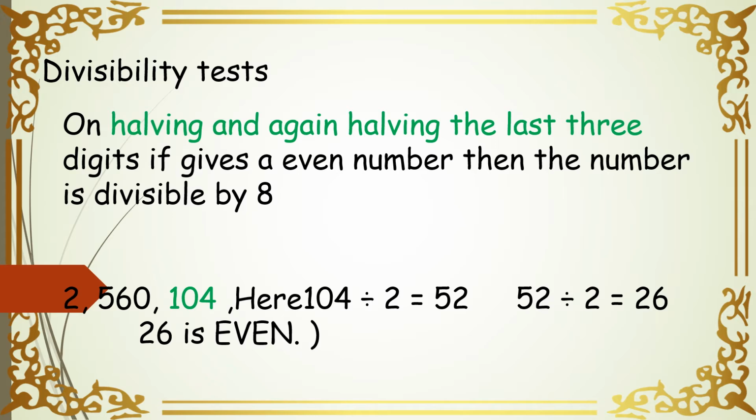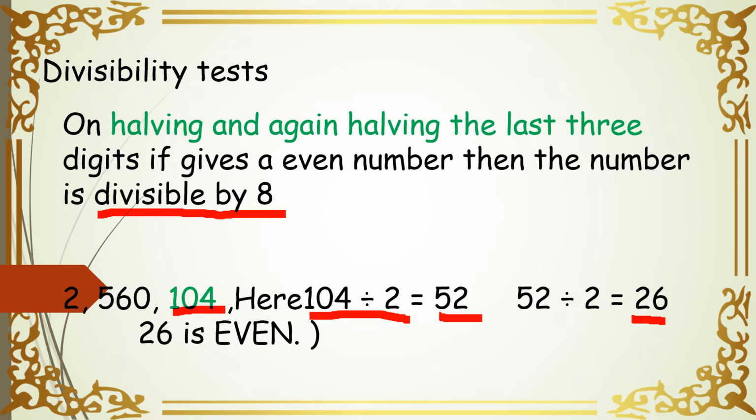On halving and again halving the last 3 digits, if it gives an even number, then the number is divisible by 8. Okay, another trick that you can do is, if I have this number, the last 3 digits, if I half it, we have to divide it by 2, you will get 52. And further, if I divide it, I will get 26. And if this 26 is an even number, right, 6 is an even number, then you say that it is divisible by 8. Okay, it is divisible by 8.